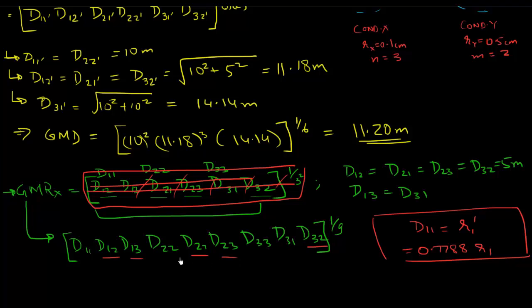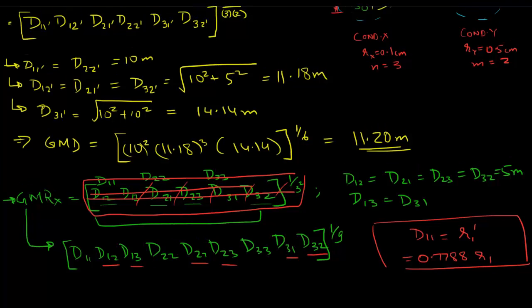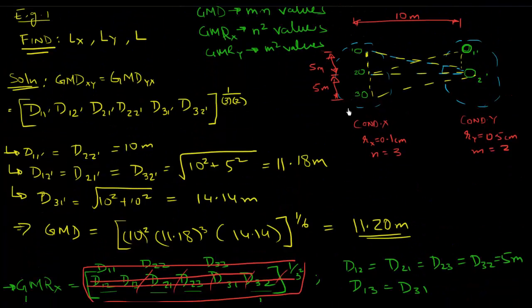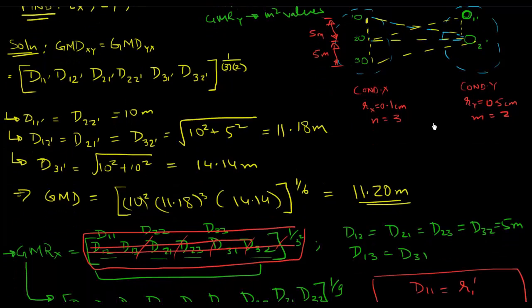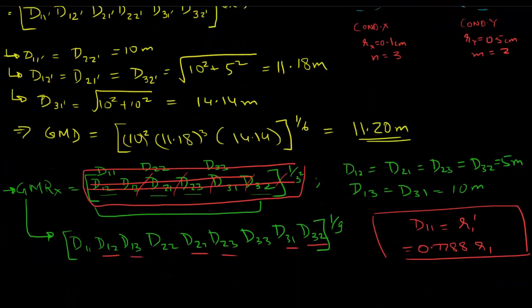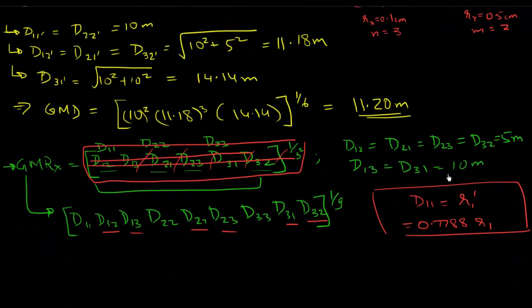We know d1 of 3 is going to be equal to d3 of 1. d1 of 3 is going to be equal to the distance from 3 to 1, which is 10 meters. So let's write that down here. So you've accounted for 6 of your 9 terms. The last terms that remain are d11, d22, and d33.